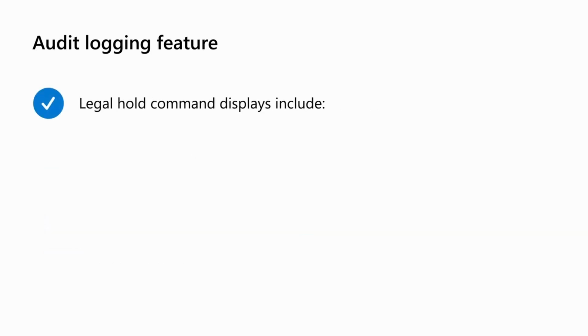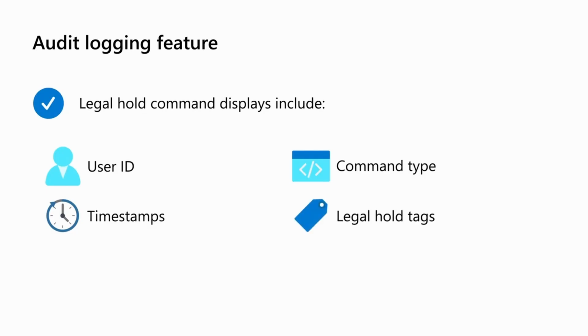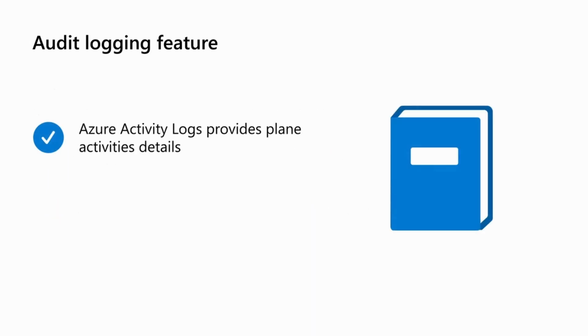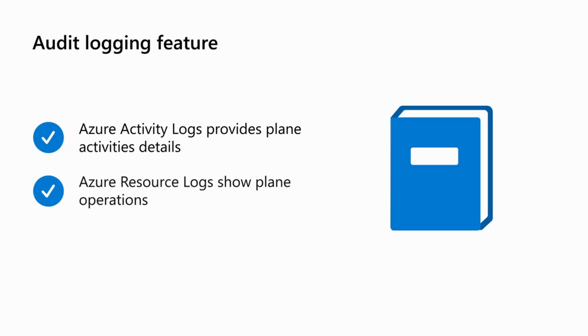For legal holds, command displays include the user ID, command type, timestamps, and legal hold tags. According to SEC 17A-4F guidelines, this log is kept for the policy's lifetime. Azure Activity Logs provides a more detailed log of all control plane activities. Azure Resource Logs shows data plane operations.